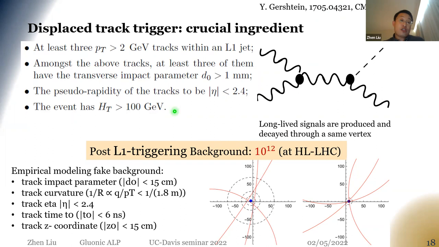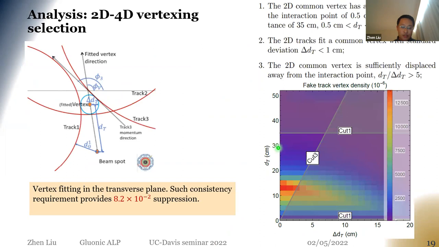Okay. So after the trigger, we have 10^12 background events. We would ask ourselves, can we really see them with low background? As I mentioned, we don't have so many axions produced. So we have to be super careful about losing too much signal efficiency, but still keep on suppressing the background. So here's another non-trivial part. No one knows what those backgrounds are made of, what the properties are. There's only empirical modeling.